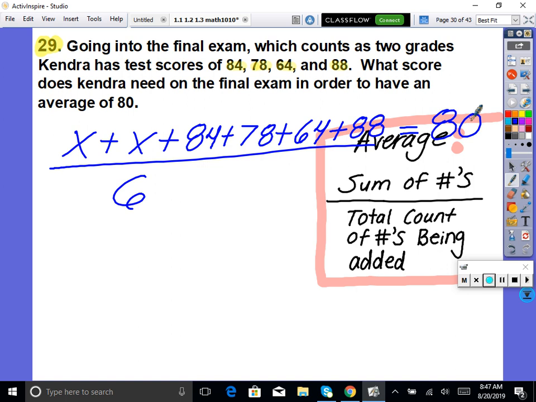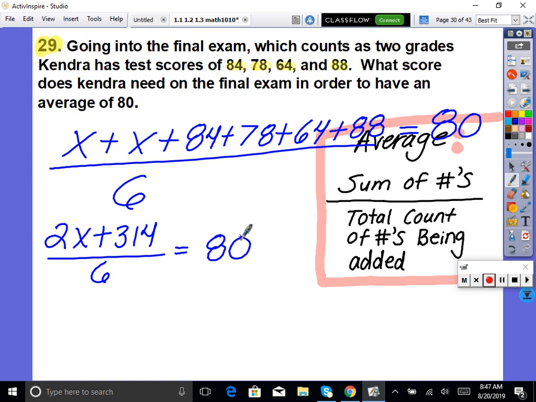Solve for x. So shouldn't we put our x's together? Everyone? 2x? Sure. So let's do 2x, and then let's add up our numbers real quick. So let's go 84 plus 78 plus 64 plus 88. So we have 2x plus 314 divided by 6 equals 80. Now let's solve for x. Now technically I'm getting a common denominator if we want to think of it that way, right? So wouldn't we times by 6? Times by 6, everyone?